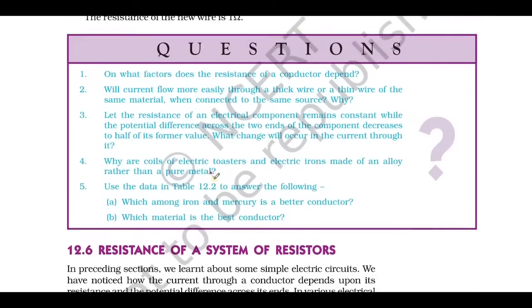So you have a question here. Why are coils of electric toasters and electric iron made up of alloy rather than pure metal? Because they do not oxidize easily, and also they have higher resistivity. That's why they are used.